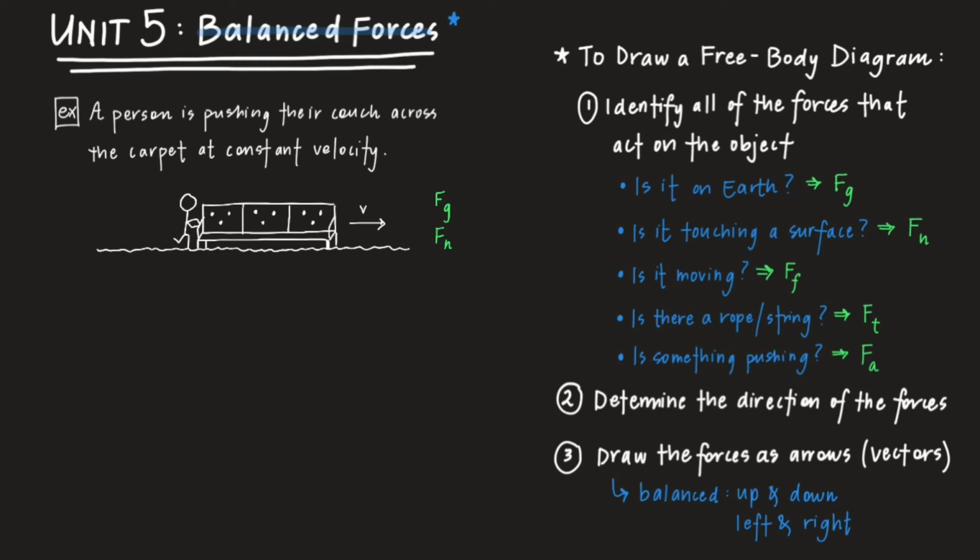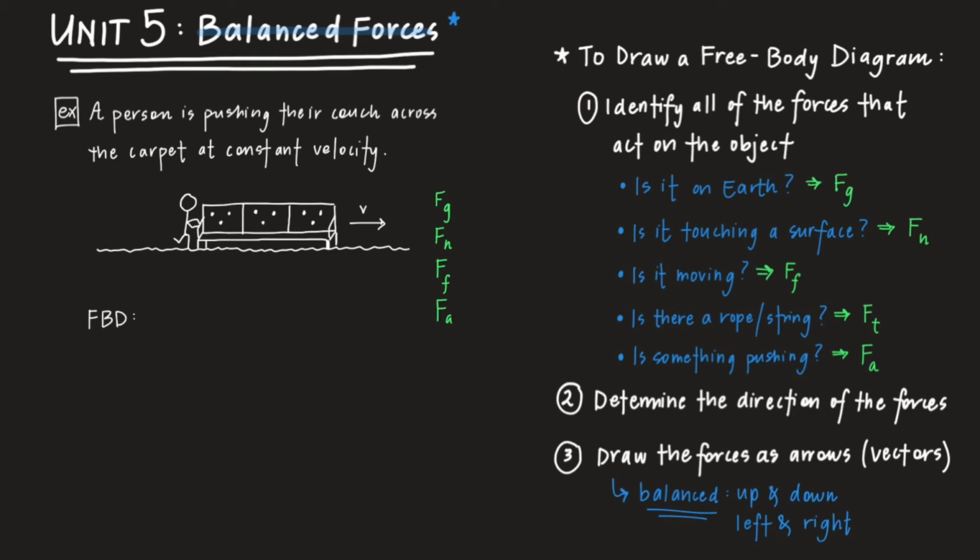We also have a moving object this time. Our couch is moving. So we're going to have the force of friction. Friction's going to want to oppose that motion. There's no rope or string, but we have an actual person who's doing the pushing, so that's going to be the applied force. So we'll talk about directions here first, but again, we want to keep in mind that all of our forces are going to be balanced.